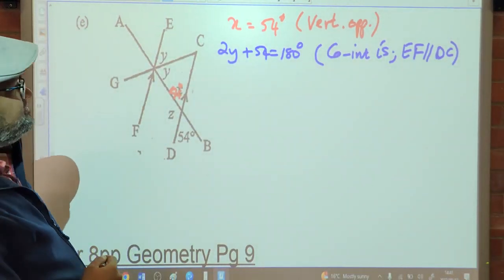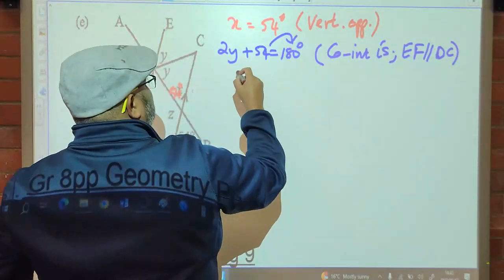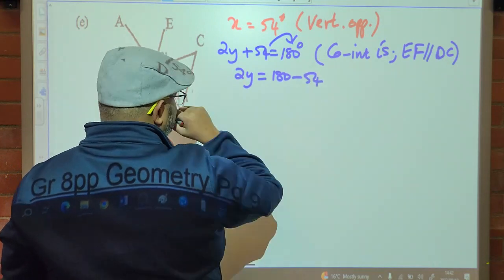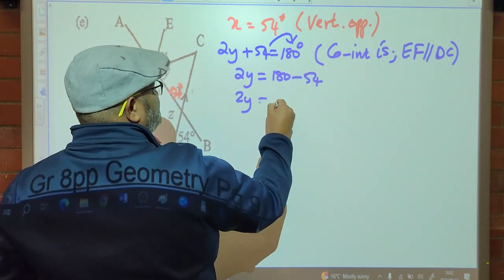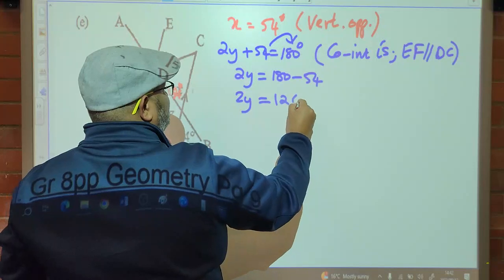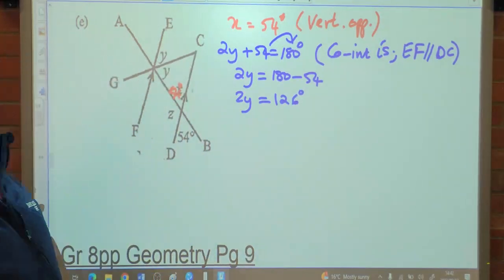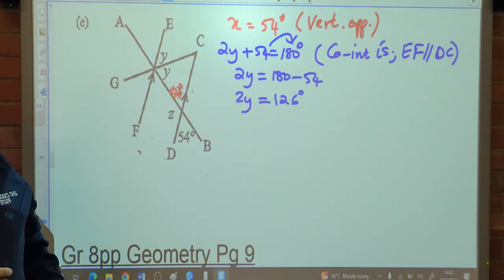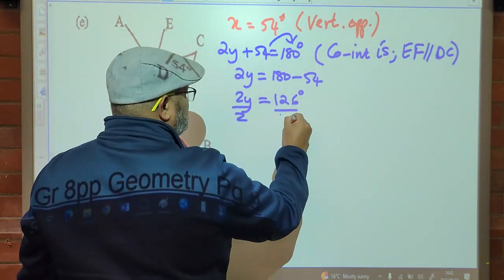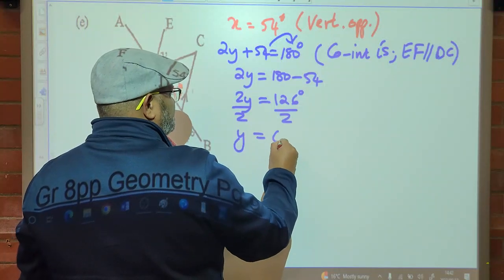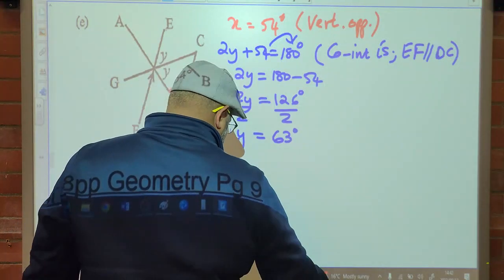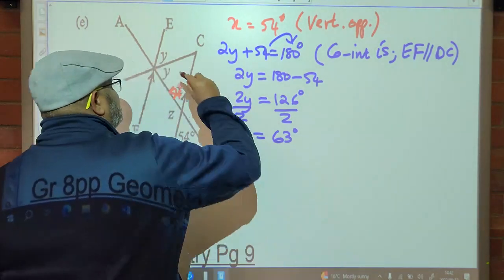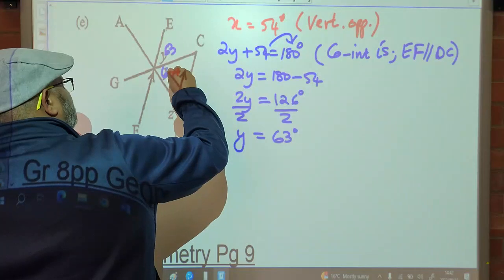Okay. You take that over the equal sign. 2y is equal to 180 minus 54, which is 126. Okay. So how do I get y on its own? Divide by 2 both sides. So y is equal to 63 degrees. Okay. So that means to say this y is 63 and that y is 63.